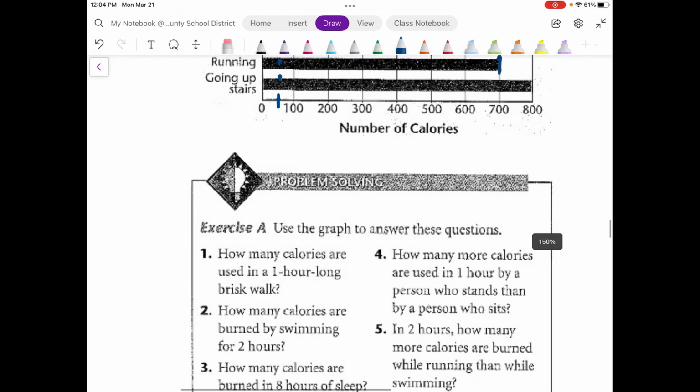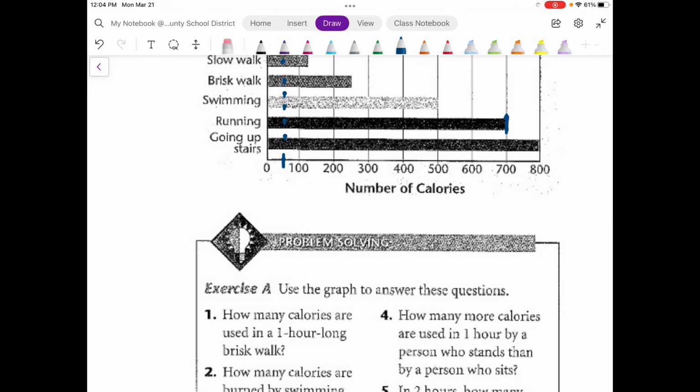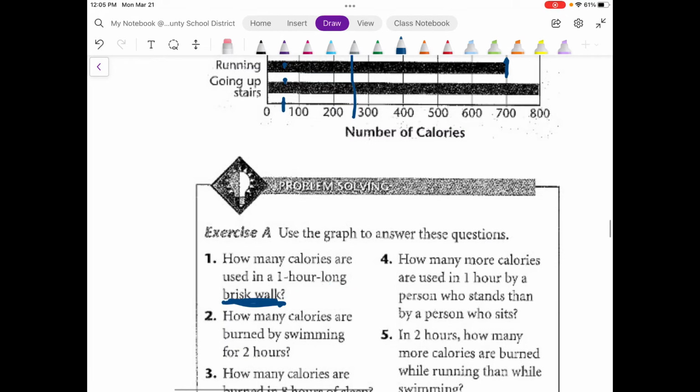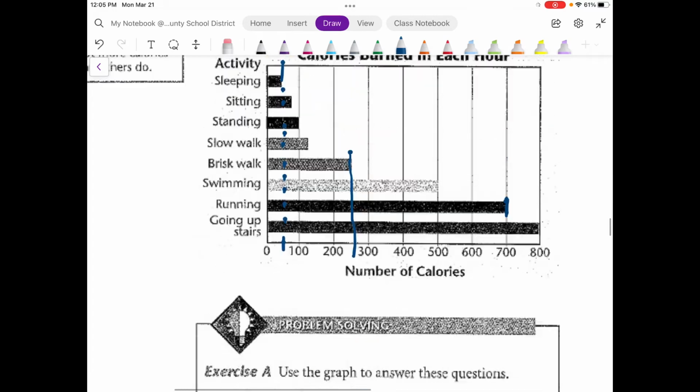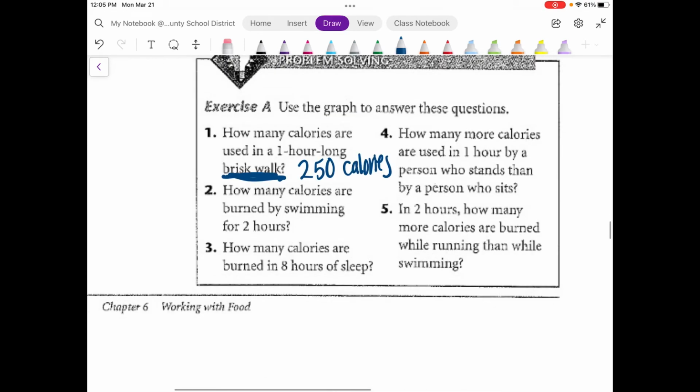So you're going to answer these questions. How many calories are used in 1 hour of long brisk walk? So I go to brisk walk. That's right about here. So it's about 250 calories burned in an hour. This table is showing you in 1 hour how much you are burning. So you're going to use this for the rest of the questions on this page.